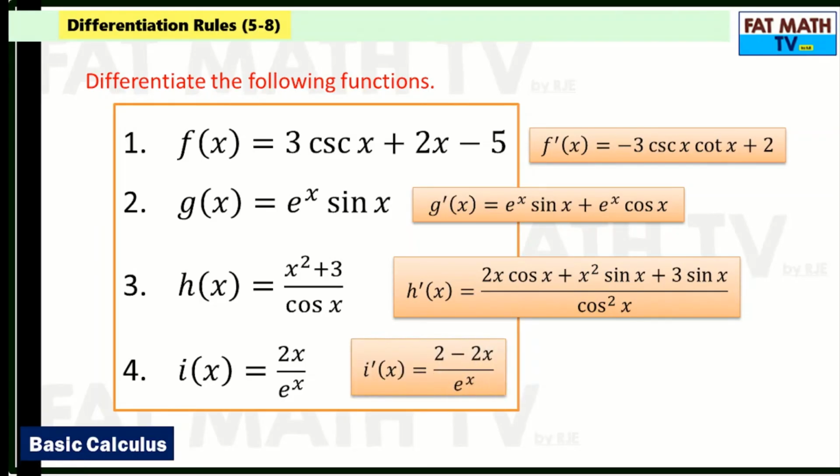And for number 4, we have derivative of 2x is 2 times e raised to x minus 2x times e raised to x over e raised to x squared. And we can factor e raised to x in the numerator and cancel it with one e raised to x on the denominator, and this will be the final answer.